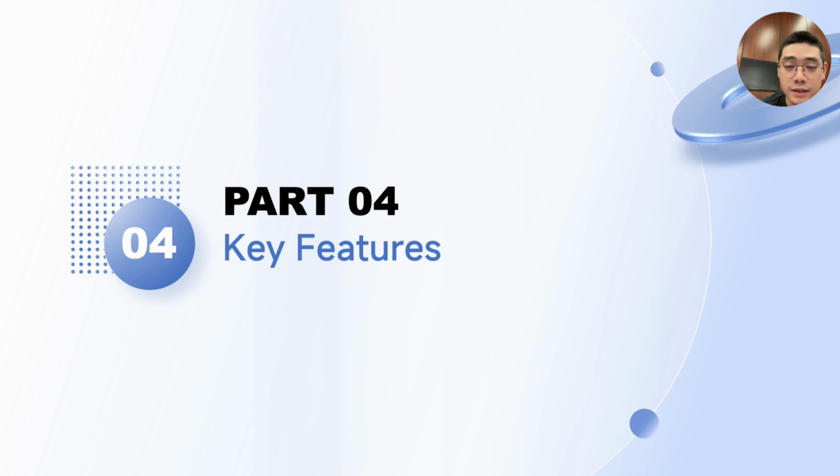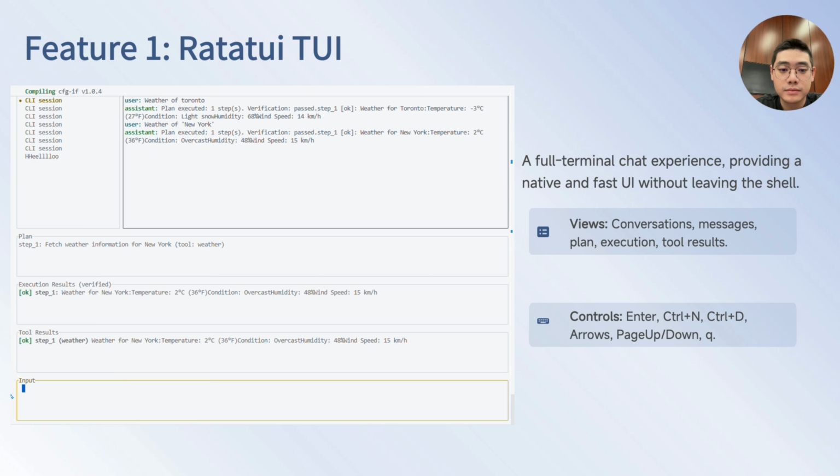Next, part 4, key features. Feature 1 is Ratatui TUI, a full terminal chat experience that stays inside the shell but still feels like a real app. You can see the conversation list, messages, and most importantly, panels for plan, execution, and tool results. Controls are optimized for speed. Enter to send, Control plus N for new, and Control plus D to delete. Arrows to navigate, page up and down to scroll, and Q to quit.